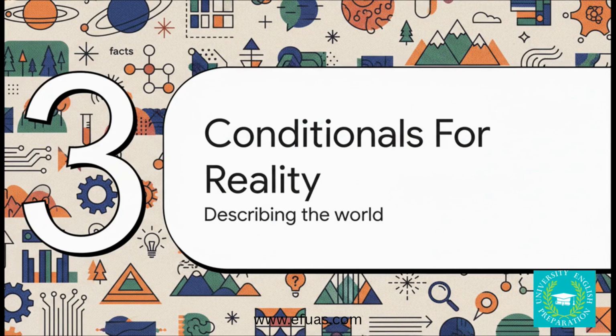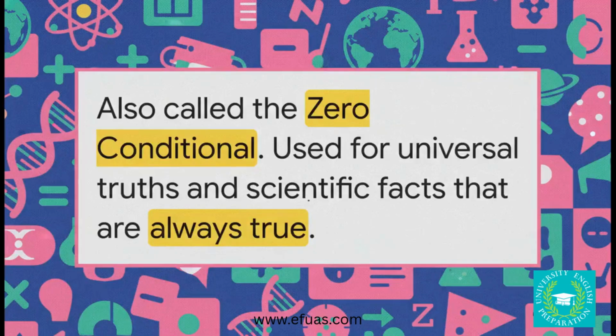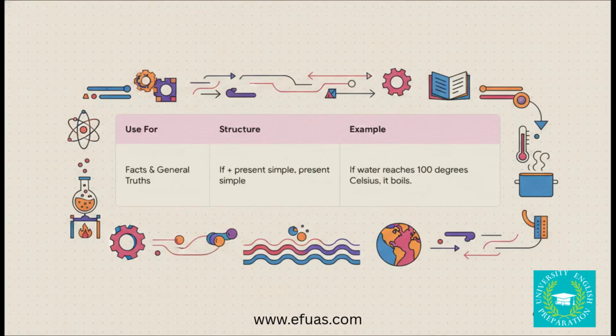These are the conditionals you're going to use to talk about the real world, to discuss facts, scientific truths, and actual possibilities. We'll kick things off with what we can call the factual conditional. You might also know it as the zero conditional. Just think of this as your truth teller. It's your go-to for things that are always 100% true when the condition is met. We use this for facts and general truths.